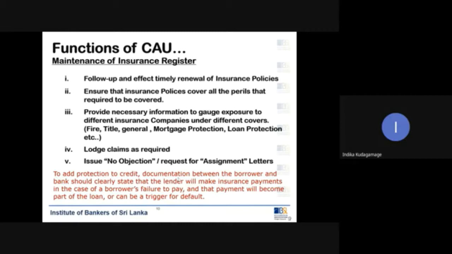Maintaining of insurance register, annual review and renewal of insurance policies. Whenever there is a claim, they are responsible for claiming. No claim or no objection letter issuing has to be done by this central unit, because they are the ones who are maintaining the security documents. Then in our offer letters, always there has to be a clause to say, if the customer does not renew, the bank will renew and debit the customer. That indemnity has to be given to the bank through the offer letter.